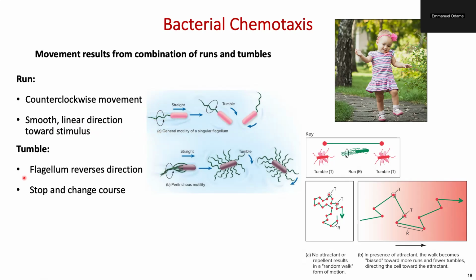And then we have the tumble, where the flagellum reverses in direction and can either help the bacteria stop or change course. So instead of moving counterclockwise, it's moving clockwise, and it's helping the bacteria change direction. As you can see in this image, under normal conditions, the bacteria can be moving in any direction. But once there's a chemoattractant, as we can see from here, the bacteria is moving towards that chemoattractant. I hope it is very clear.